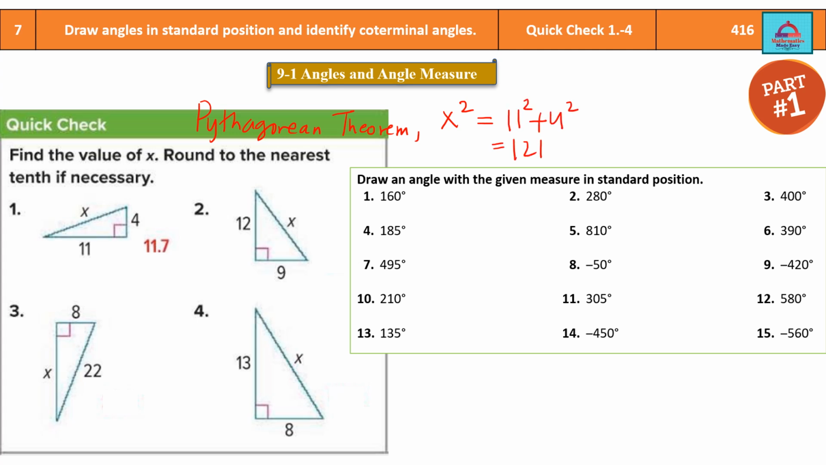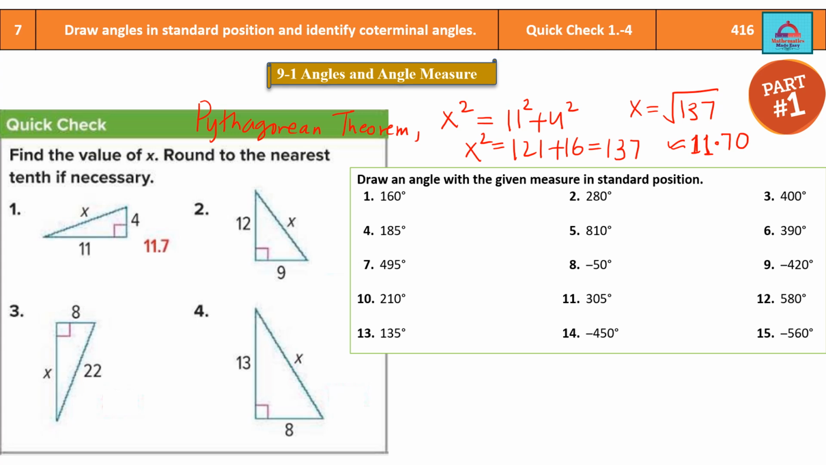So this is 121 plus 16, which is going to give you 137. So x square is equal to this value. You need to find x, so we are going to take the positive square root. And when you convert it to decimals, it is going to be near about 11.70. Okay, so that is for the first one.